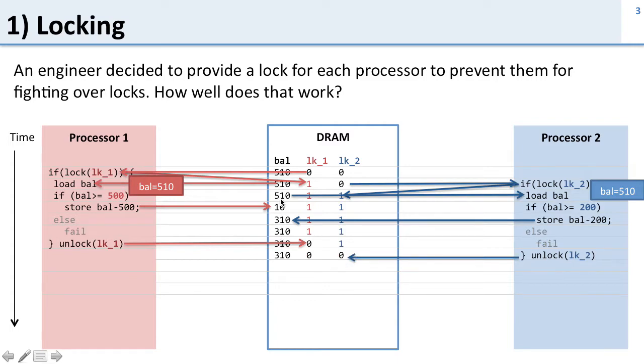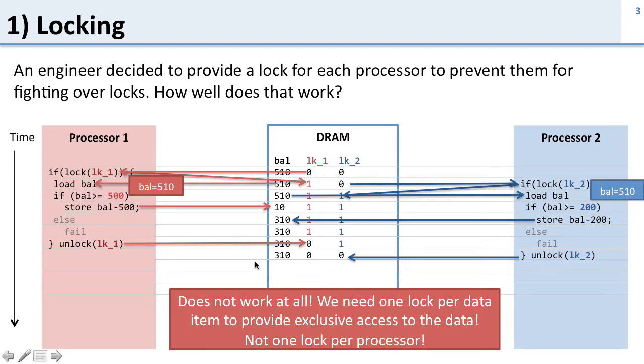And now we have this problem. We've subtracted 500 plus 200, 700 from our account, and instead of saying we couldn't do that, we now have 310 left in our account. So this approach doesn't work at all. We need to lock the data that we need to keep shared, not the processors. We're not sharing the processors.